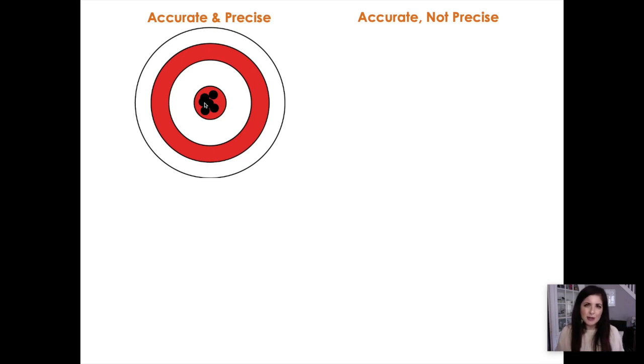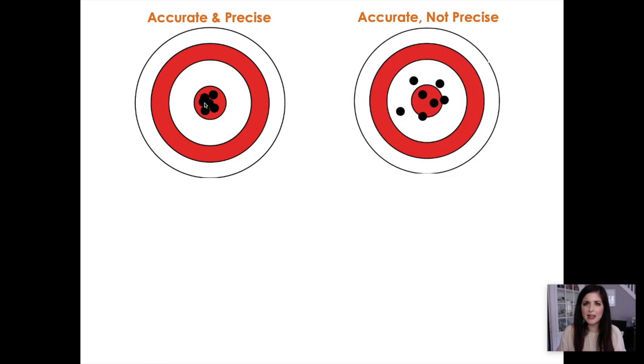If you're accurate but not precise, you're still going to get right around the bullseye every single time, but all of your darts are kind of far apart from one another. Notice here, most of them are in the bullseye, but you have some that are kind of outlying the perimeter. So you're getting where you want to get, but your answers aren't necessarily close to one another, or in this case, your darts aren't necessarily close to one another. Notice the difference between these two here, both accurate and precise, accurate but not precise.